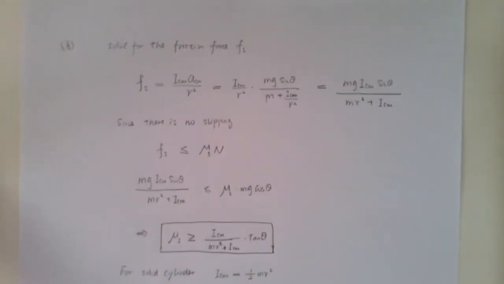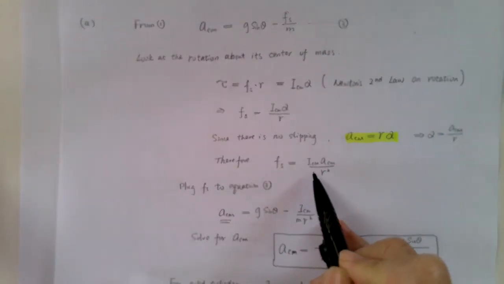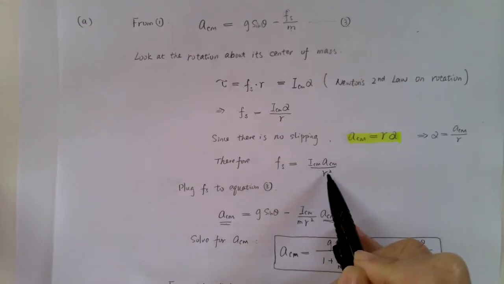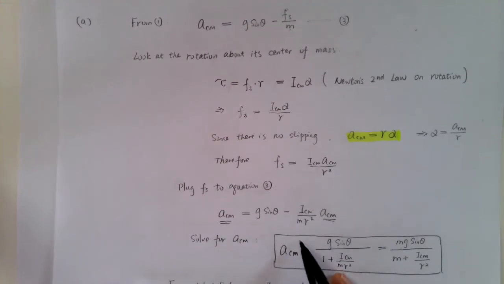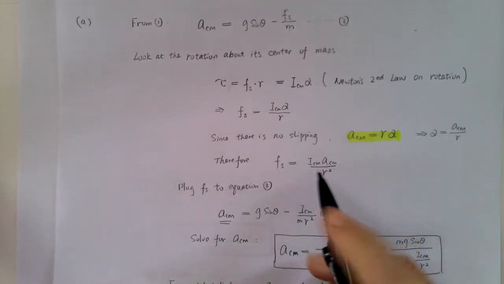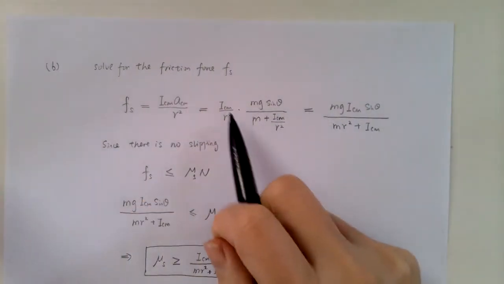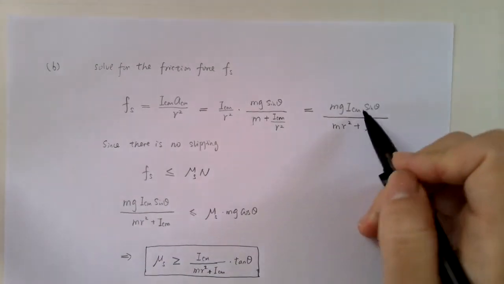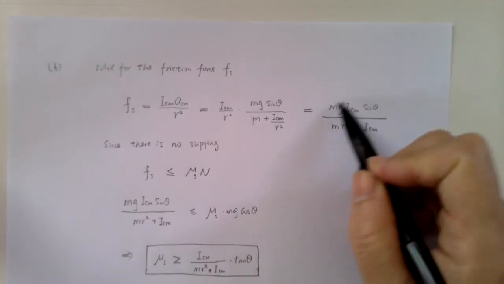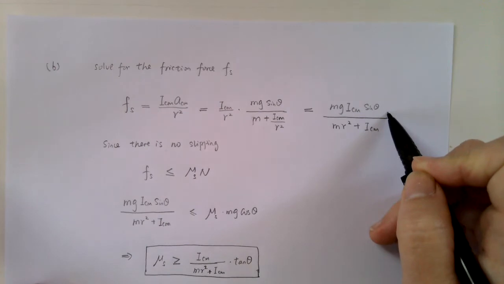And again, for the Fs, we have found Fs in terms of I_CM and R squared. Because we already got A_CM, we plug A_CM into this expression here, and we can find the friction force Fs equals this one. Again, everything is pure mathematics, so we just simplify the expression. Then we got the friction force equal to this one. Now we go back to the problem.